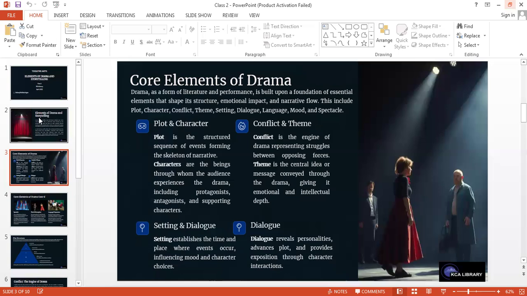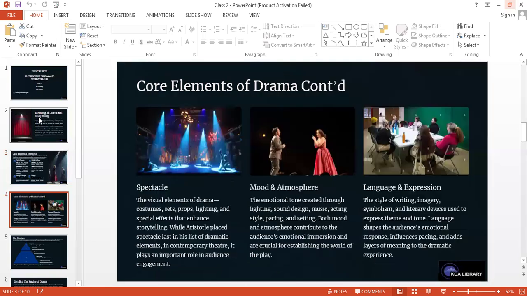We also have the setting. It establishes the time and place where events occur, influencing mood and character choices. And the dialogue reveals personalities, advances plots, and provides exposition through character interactions. We still continue with the core elements, and the next is the spectacle. The spectacle is the visual element of drama: the costumes, sets, props, lighting, and special effects that enhance storytelling.